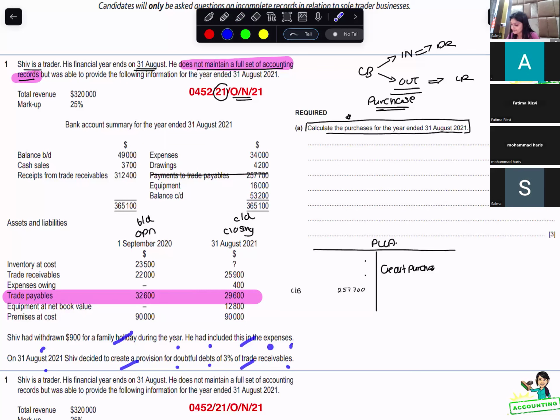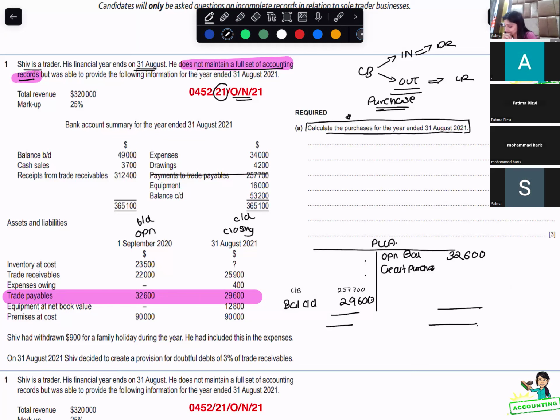Anything related to purchase? Please answer. I'm waiting for it and I'm recording also. No, miss. Okay. Opening balance 32,600. Where will we record it? We'll record it on the credit side as opening balance. And closing balance? Opposite side. So that means when I close this, I will get my credit purchases.